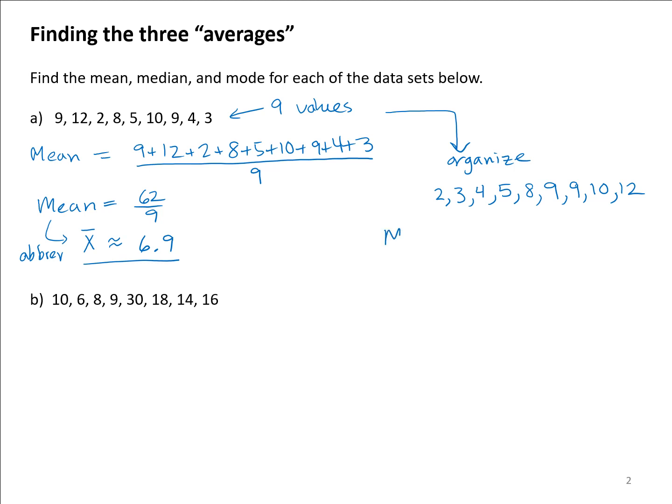The median will actually be the data value that is right in the middle. If you count over from both directions, you'll see that 8 is the value that's right in the middle. The mode will be the data point that occurs most frequently, and 9 occurs twice. Nothing else occurs more than once, so 9 would be the mode. So we have the mean, the median, and the mode.